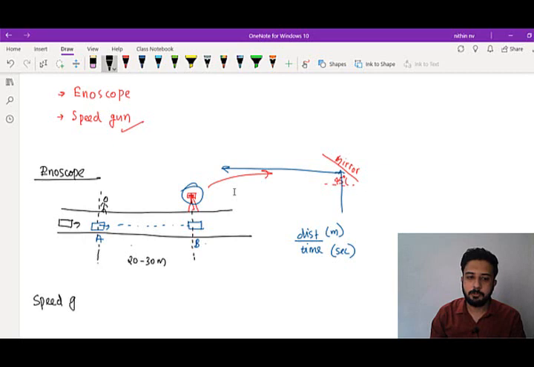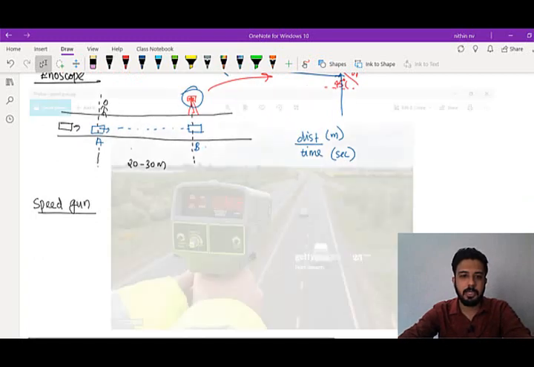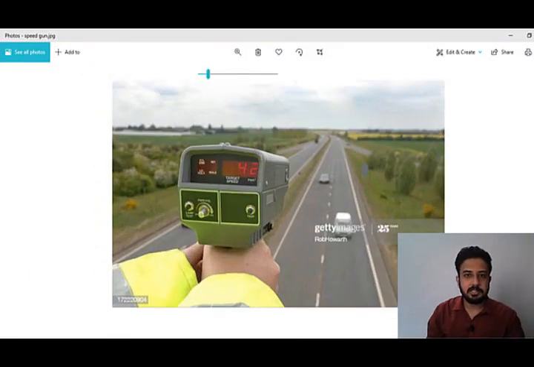Now I will tell you what is speed gun. In a speed gun it is very simple, no need to do any calculations and all. I will show you an image. On the screen you can see an image. So what is this instrument? Nothing but a speed gun.